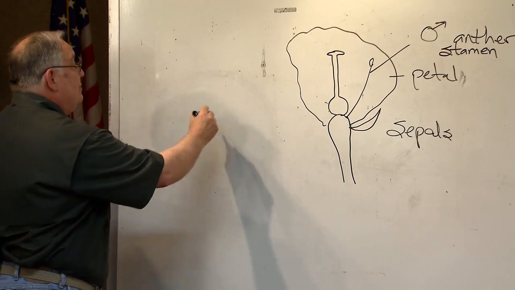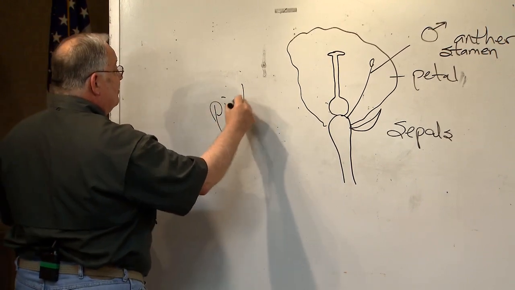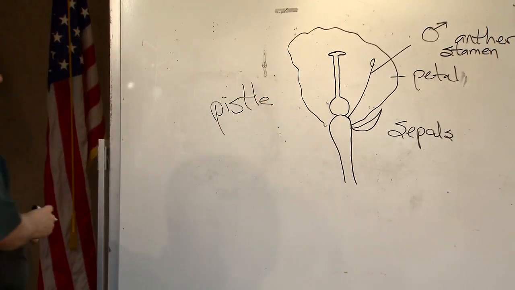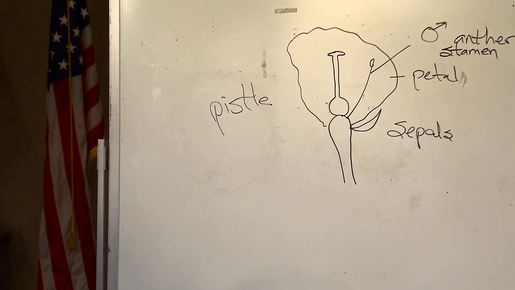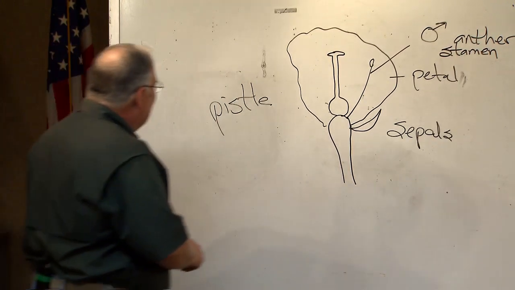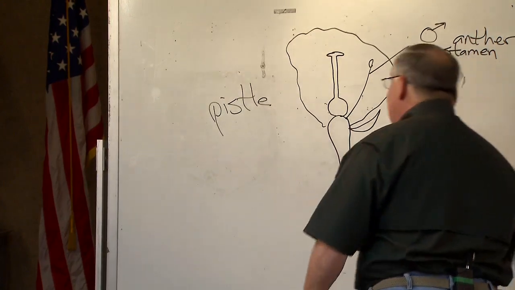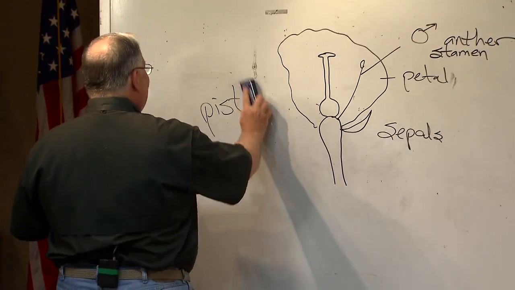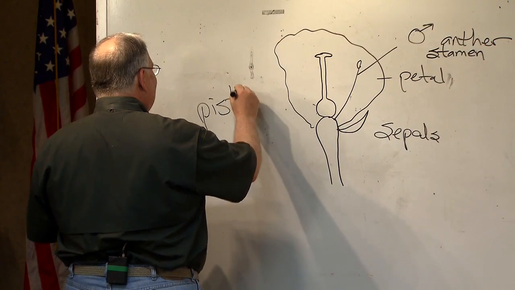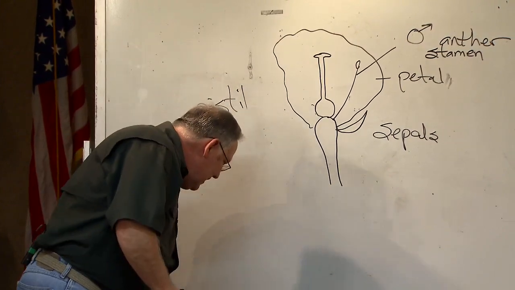Now the pistil, did I spell that right? I always put the E in the wrong place. I always put down the gun. I don't know why that is.